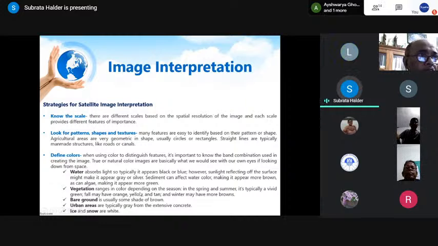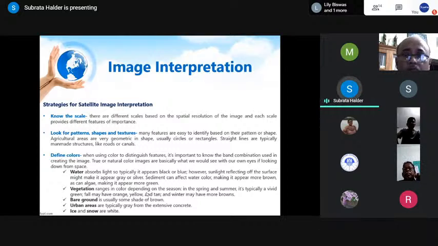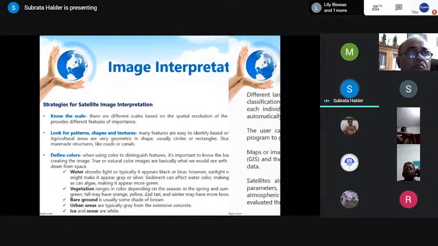Vegetation ranges in color depending on the season. In the spring and summer, it's typically a vivid green. Fall may have orange, yellow, and tan, and winter may have more browns. Bare ground is usually more shades of brown. Urban areas are typically gray from the extensive concrete. Ice and snow are white.